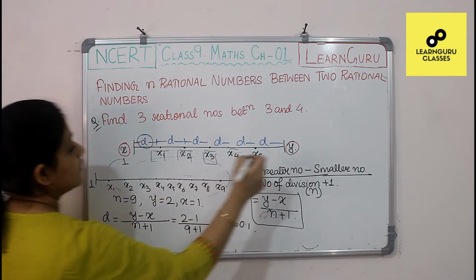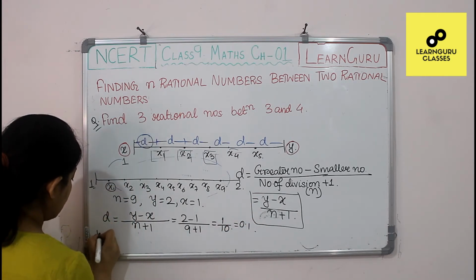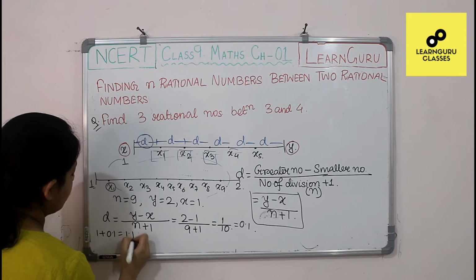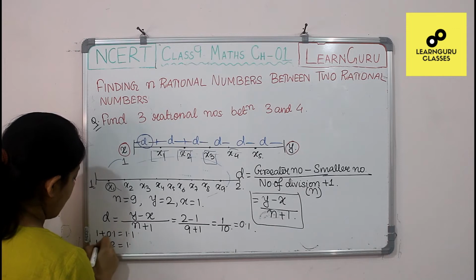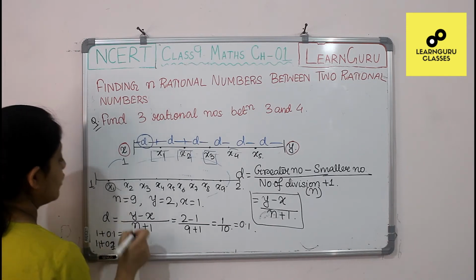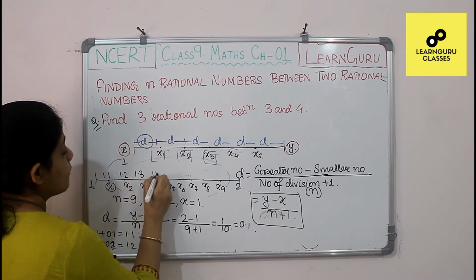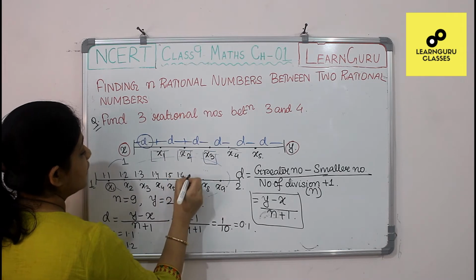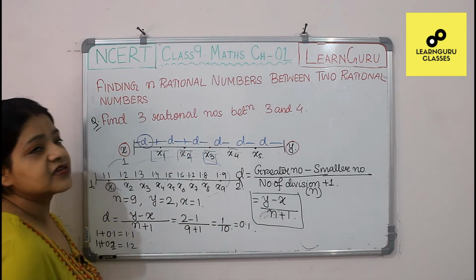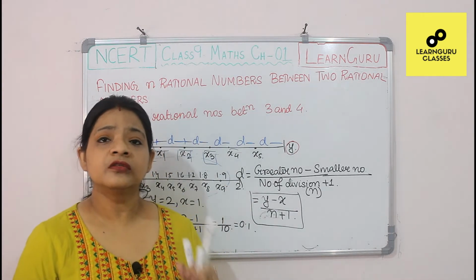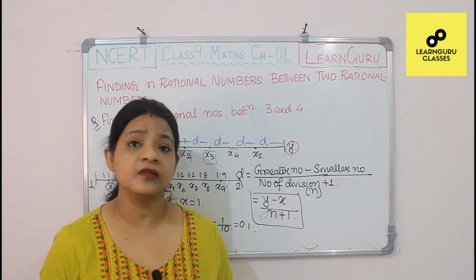If this is 1 and this is 2, then x1 will be 1 plus 0.1, that is 1.1, and then 1.1 plus 0.1, that is 1.2. So you are getting 1.1, 1.2, 1.3, 1.4, 1.5, 1.6, 1.7, 1.8, 1.9, and the last number is 2. I have just given you a rough idea of how the concept of common difference works.